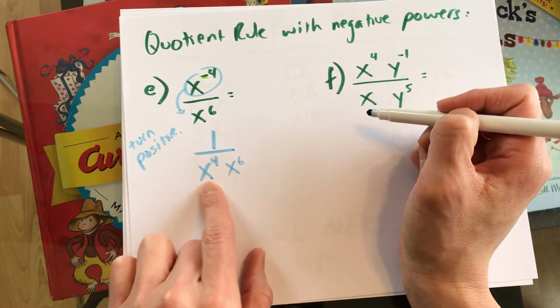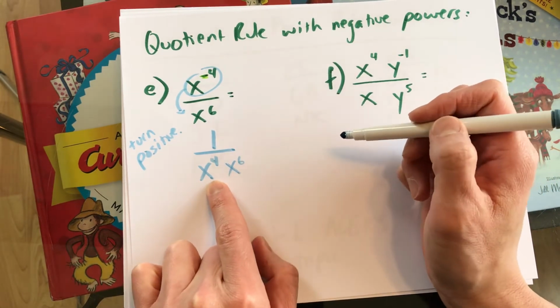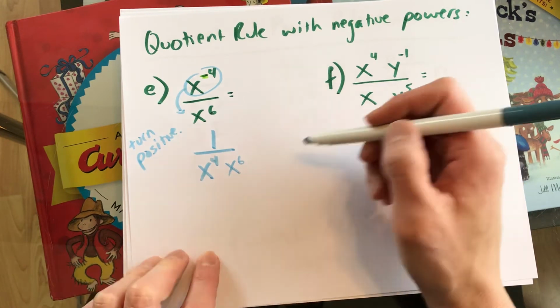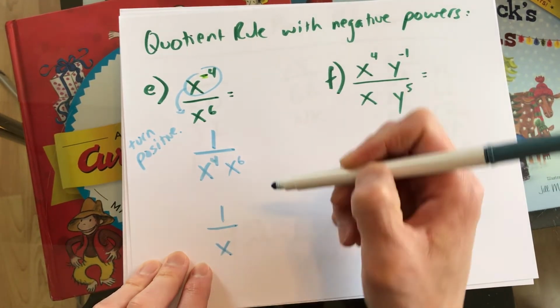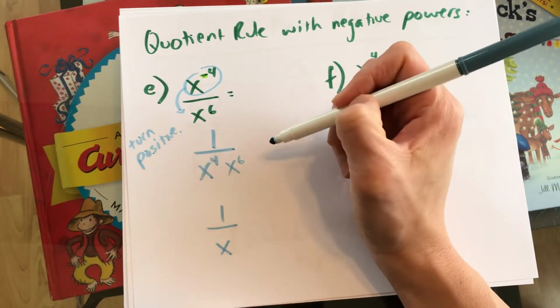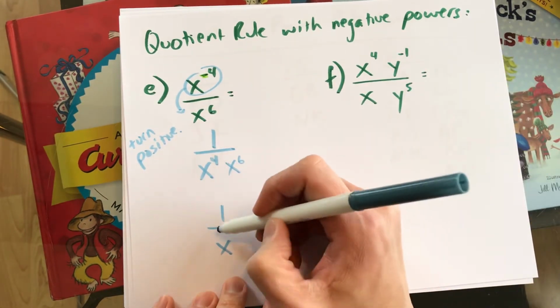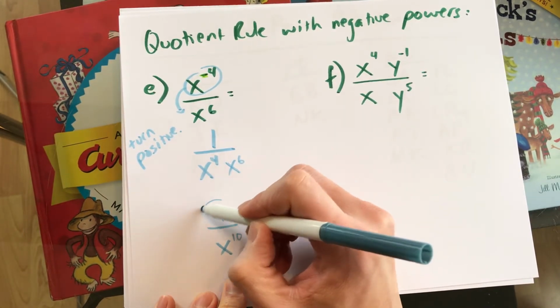Now can you combine these? Can you multiply these using the product rule? Of course you can. So that's just simply going to be x. And do you guys remember, do we add the 4 and the 6, or do we multiply the 4 and the 6? We are going to add them. So we have 1 over x to the 10th power.